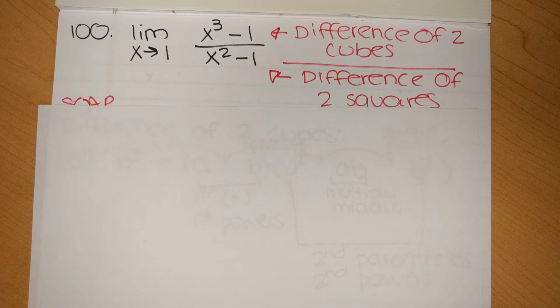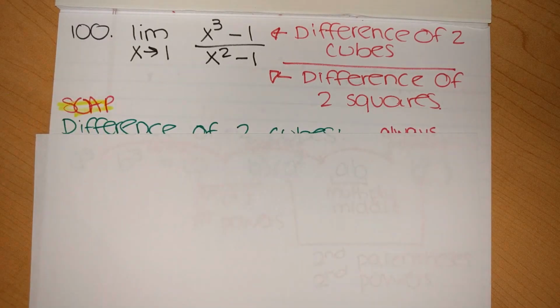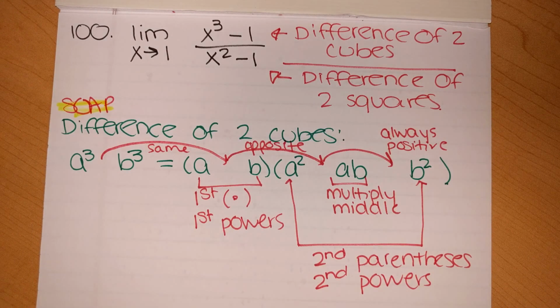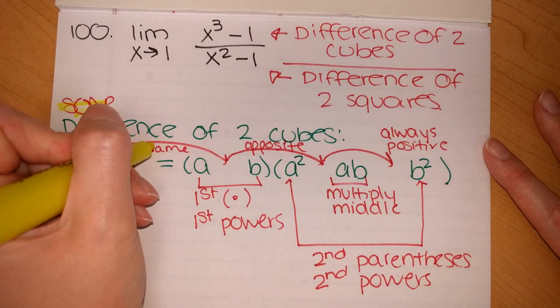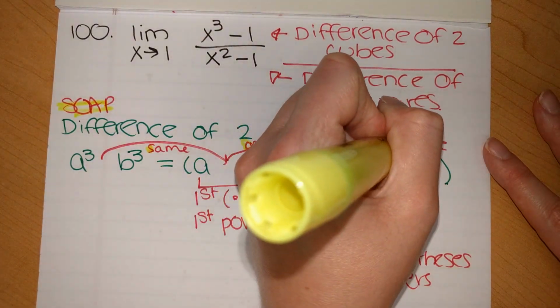Sometimes teachers will refer to it as the SOAP formula, and that SOAP formula just tells you the signs that you have. So if you're starting with a cubed and b cubed, what you do is you have the same sign, opposite sign, always positive.